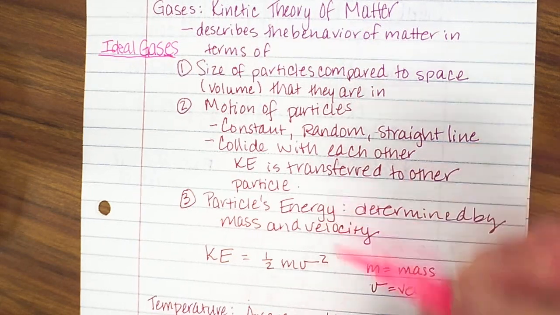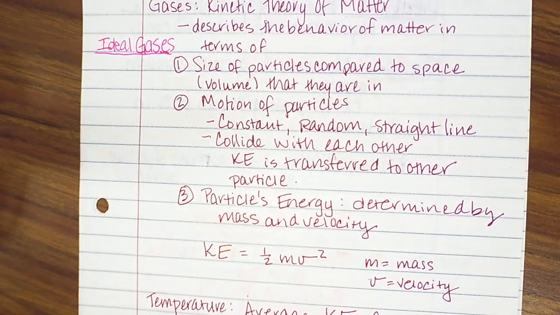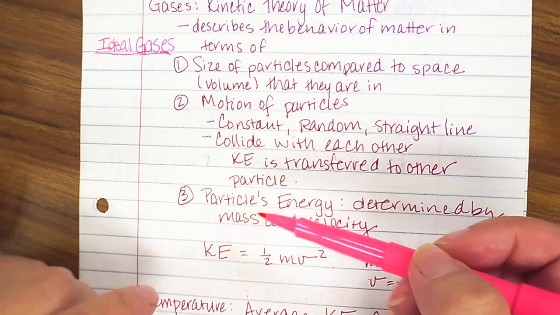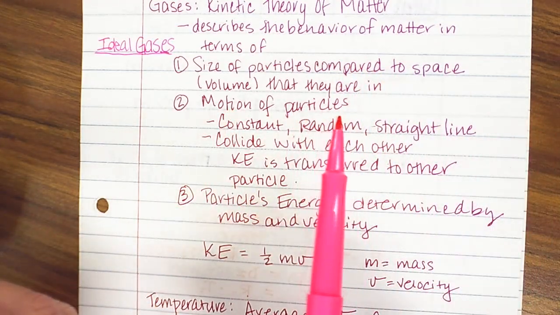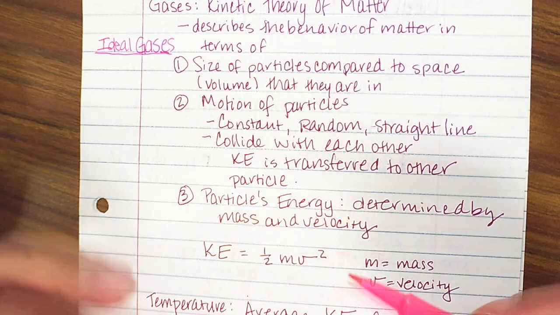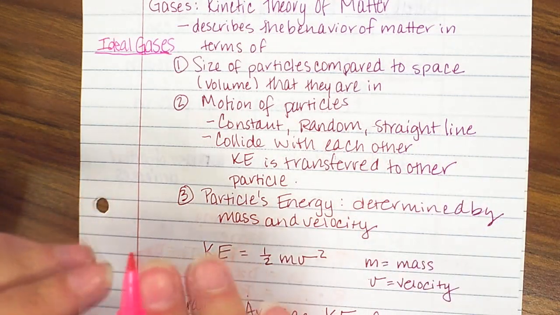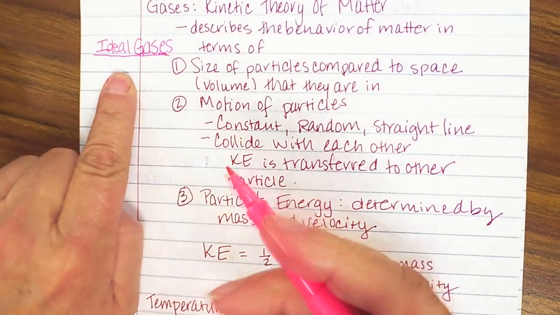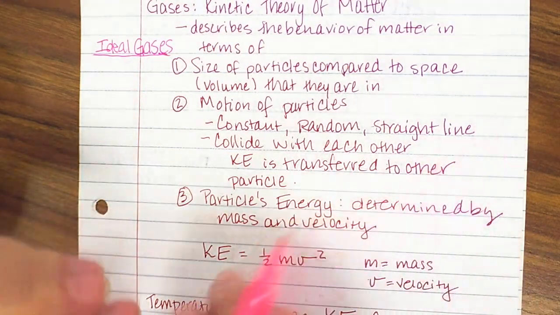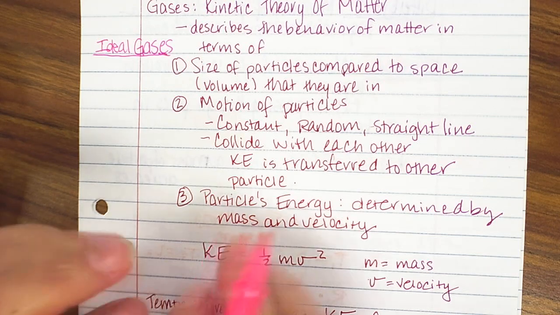And we're going to start by talking about the size of the particles compared to the actual space or the volume that they're in. And we did talk yesterday about how the particles of a gas are really small compared to the volume of space that they are in. But we need to talk a little bit more about that. There are two types of gases. There are ideal gases, which are gases that we work with in this class. And then there are real gases.